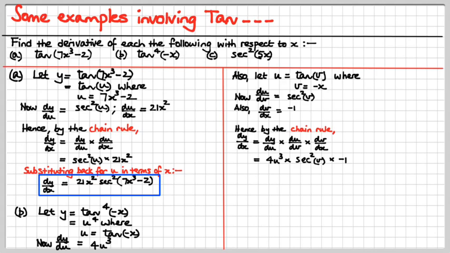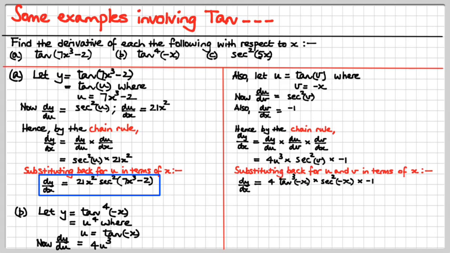du/dv was sec squared v, and dv/dx was minus 1. Now just substitute back for what u and v are, and you get the answer in terms of x. That looks like it, just cleaning that up a little bit. There you go. See? Easy as.